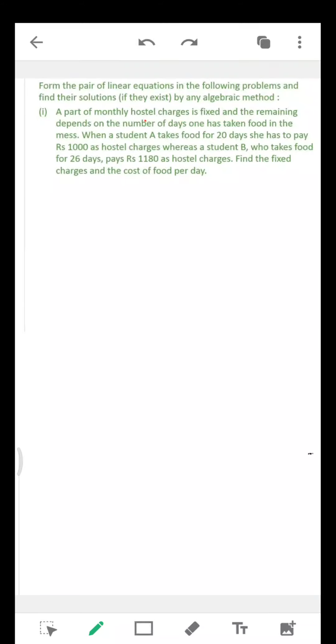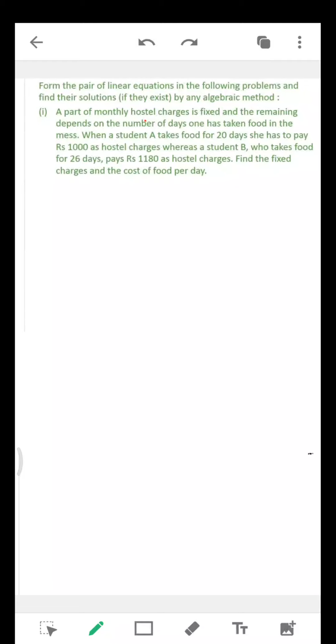Now there are 2 conditions given. When a student A takes food for 20 days, he has to pay 1000 rupees, and another student B who has taken food for 26 days has to pay 1180 rupees as hostel charges. So we have to find the fixed charge and the cost of food per day. These are the 2 unknown things which we have to find.